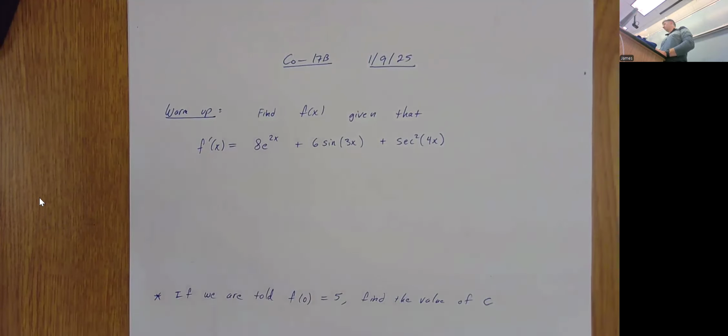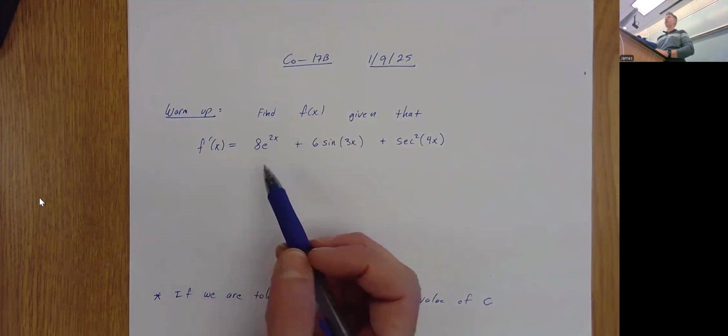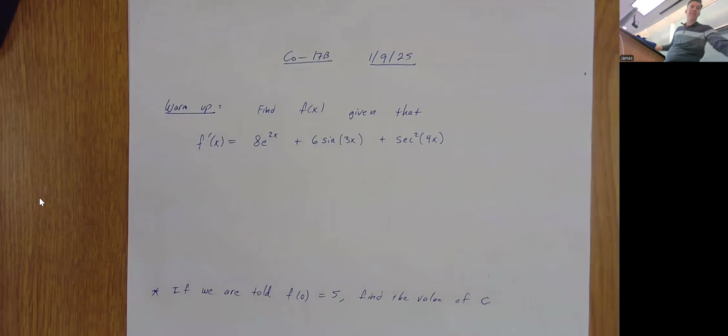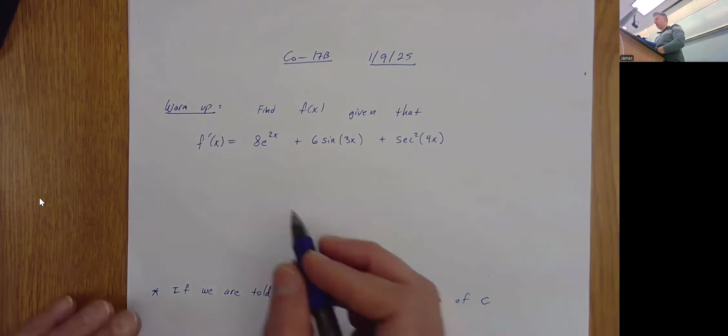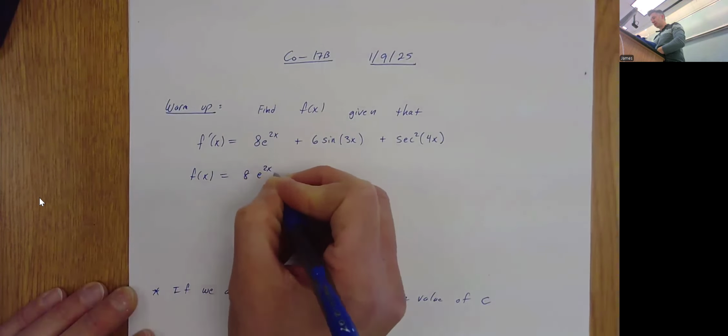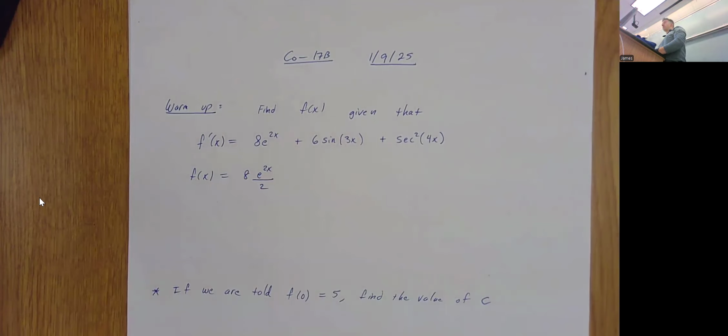Just like last time, we're going to remind ourselves that if you were to take the derivative of any of these functions and it makes you multiply by a constant, the antiderivative, you end up dividing by that same constant. If we were to take the derivative of e to the 2x, we would get e to the 2x multiplied by 2. The antiderivative is going to be divided by 2. So the antiderivative of 8 e to the 2x is 8 e to the 2x divided by 2, because the derivative of e to the 2x makes you multiply by that 2, and they're going to undo that division.